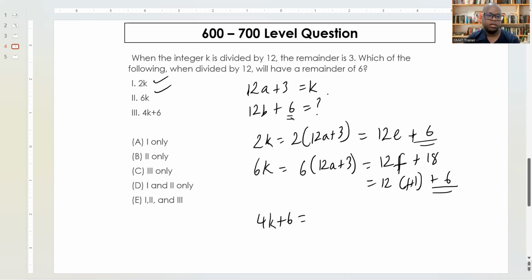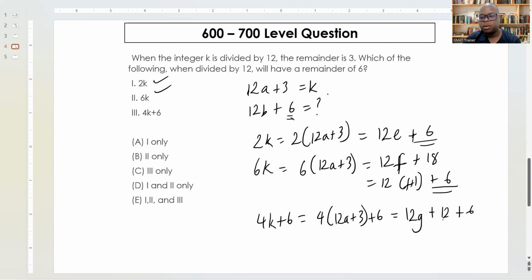And 4k plus 6, let's see if this also proves it. It also looks like it could be, because 4k could be a multiple of 2. But then again, how about this plus 6? How does this remainder part affect this whole expression? Let's see. So I have 4 into k, that is 4 into 12a plus 3, then plus 6. That is what we have as the expression. What does this reduce to? This would be 12g plus 12, then plus 6.